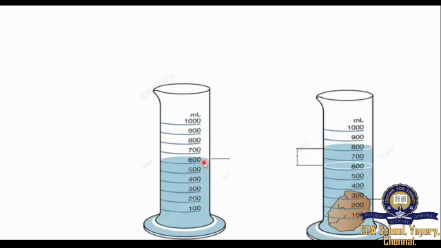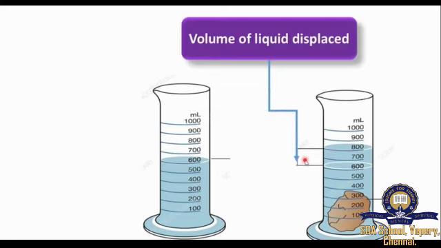When you drop a stone or any material into water or any liquid, what will happen? Actually, the water level will rise. So here also, the water level has risen from 600 milliliter to 800 milliliter. We can measure using this graduation, right? So the initial volume is 600 milliliter and the final volume is 800 milliliter. And this is the volume of liquid displaced, right?